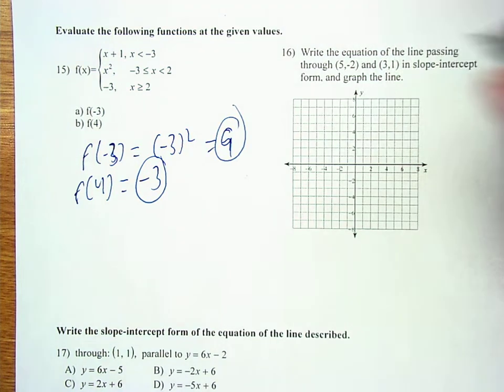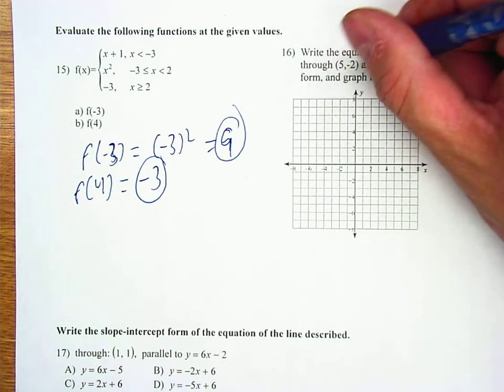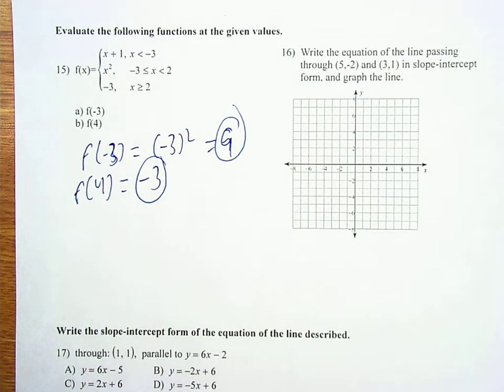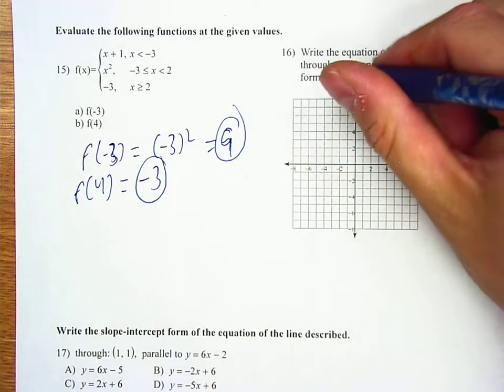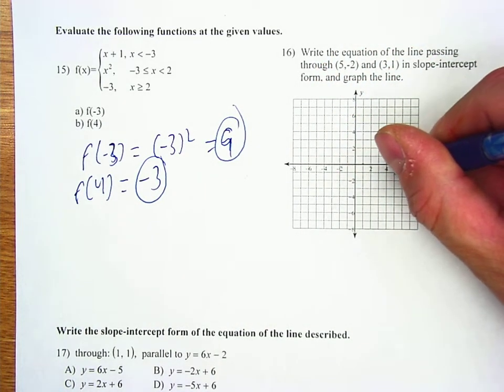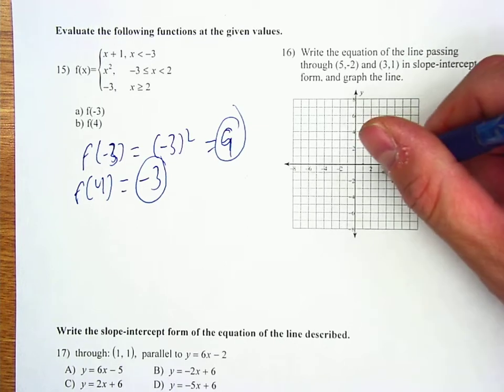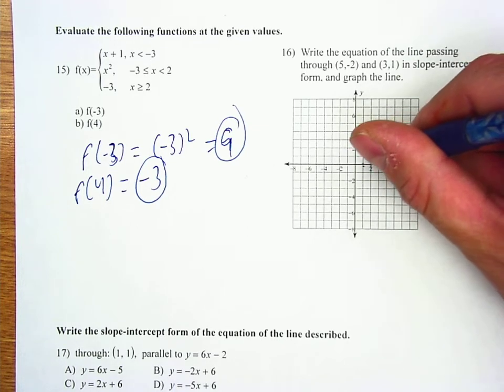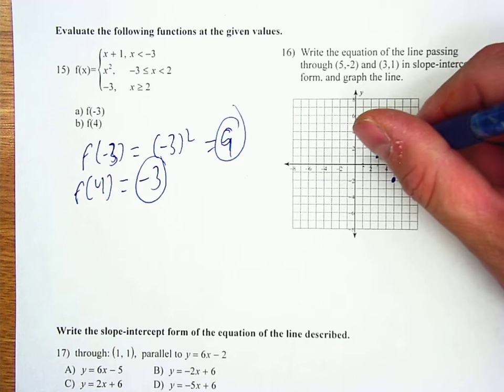All right, write the equation of the line passing through (5, -2) and (3, 1) in slope-intercept form, and then graph the line. Well, you can graph the line right from the start. (5, -2): there's the first point. (3, 1): there's the graph of the line.